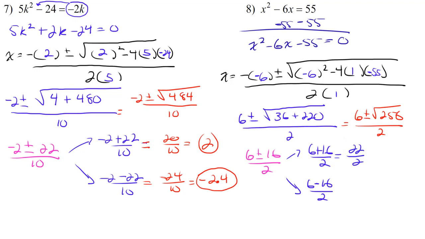22 divided by 2 is 11. And 6 minus 16 is negative 10. And negative 10 divided by 2 is negative 5.